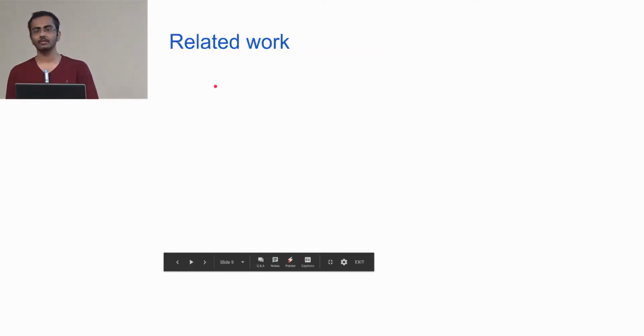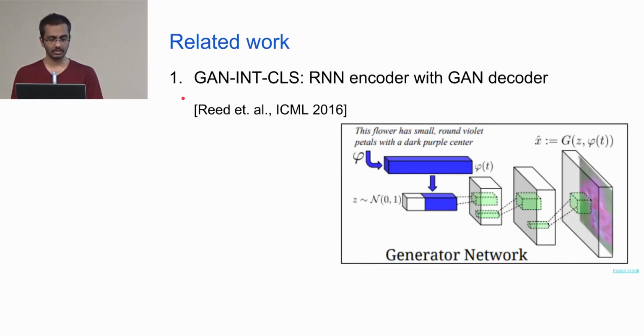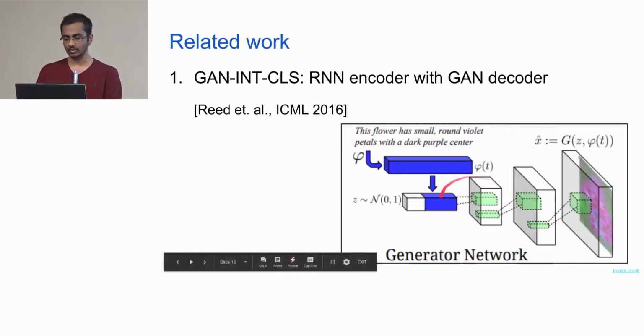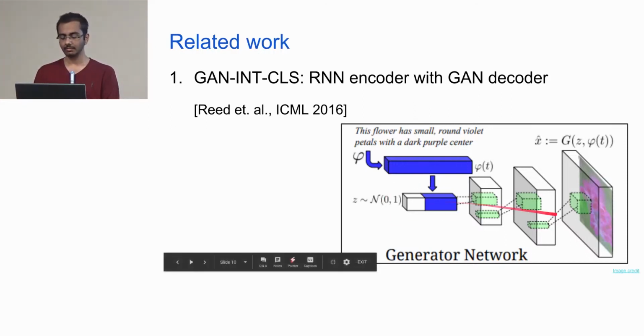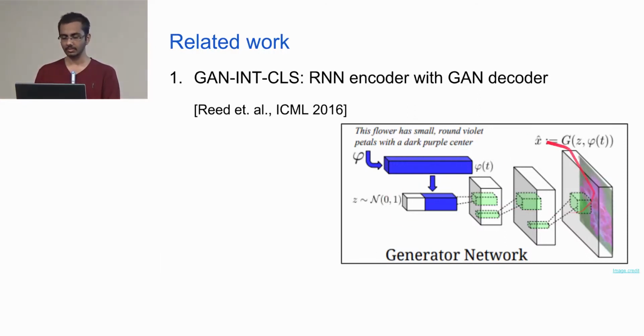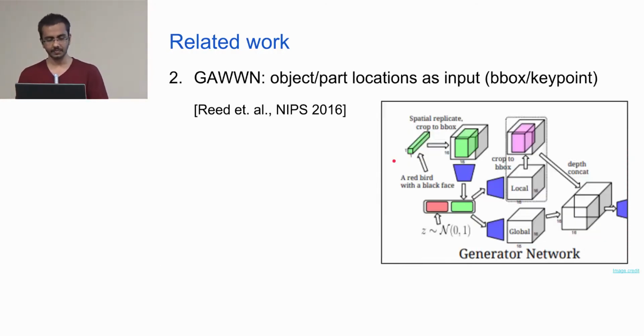We'll now go through the related work to see how this line of research has progressed and get the general idea of how they are approaching this problem. So the first paper in this line of work is this, done by Scott Reed et al., published in ICML 2016. So this is the gist of their architecture. They have an RNN encoder which they concatenate with the noise vector and basically pass it on to the generator. This is our normal generative adversarial setting which we know.